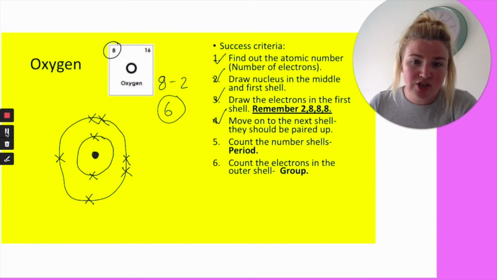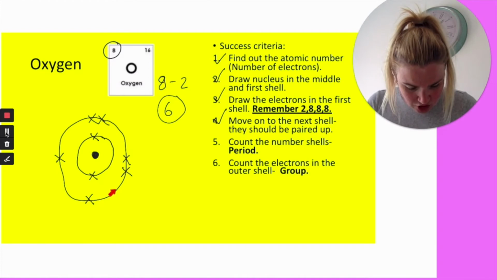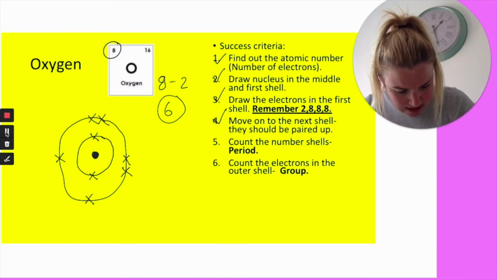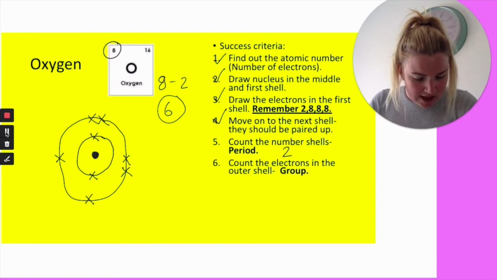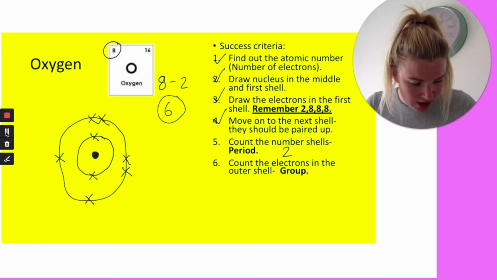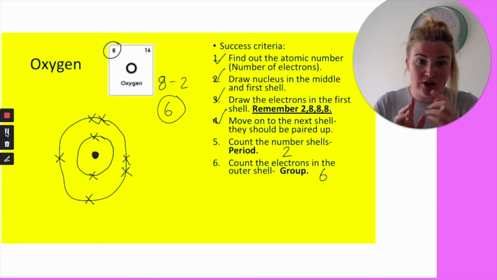Count the number of shells. So the number of shells, you've got 1 shell, 2 shells. So that means it's in period 2. If I was looking on the periodic table, it would be in period 2. Count the number of electrons in the outer shell. So I've got 6 electrons in my outer shell. That means it would be in group 6, okay? So that allows me to find it on the periodic table.